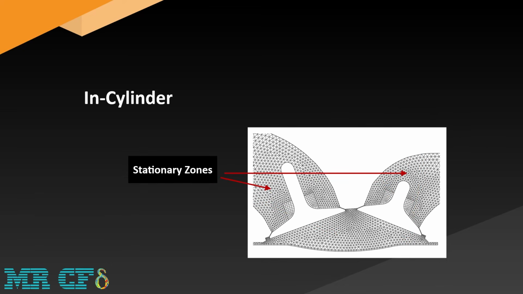For input and output areas, we can use triangular or quadrilateral cells. Because these areas do not move or change shape, the software automatically marks them as stationary zones and does not apply any kind of mesh movement method to these cell areas.